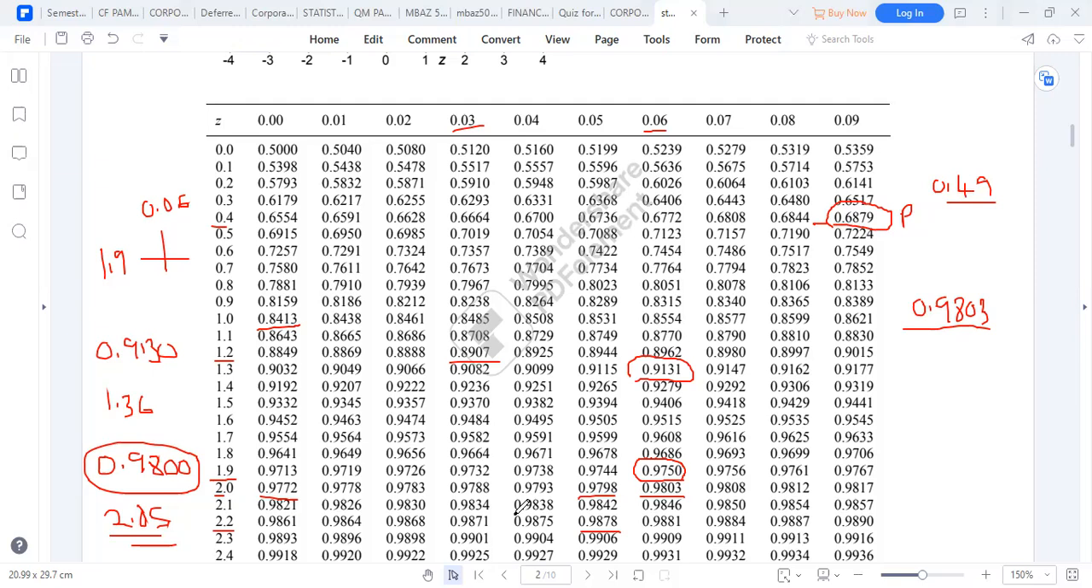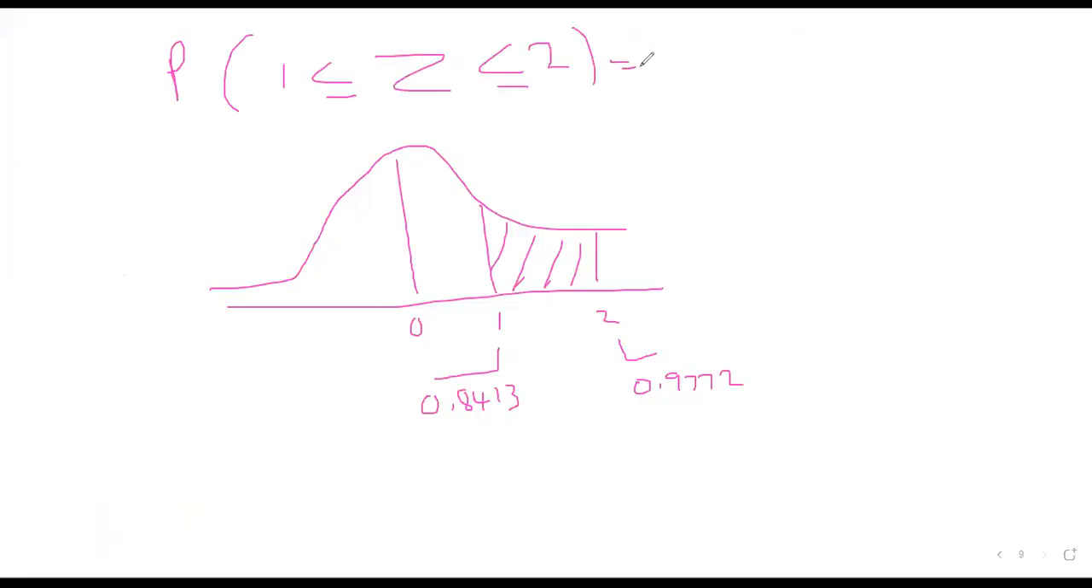Whenever they're on one side, just subtract the smaller percentage from the bigger one. 0.9772 minus 0.8413. Subtract the two for the interval. So that is what we do when we're dealing with two values on one side. This will give us 0.9772 minus 0.8413, so we're going to get 0.1359. So this is the interval.